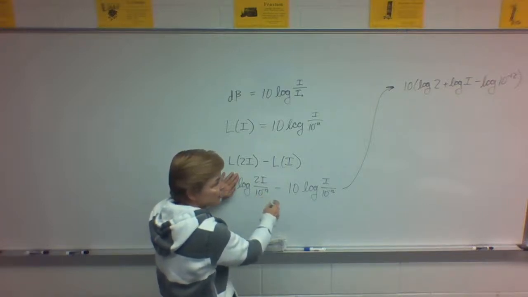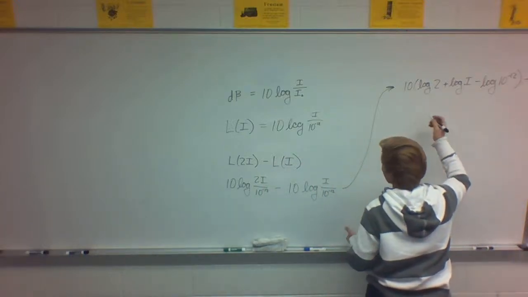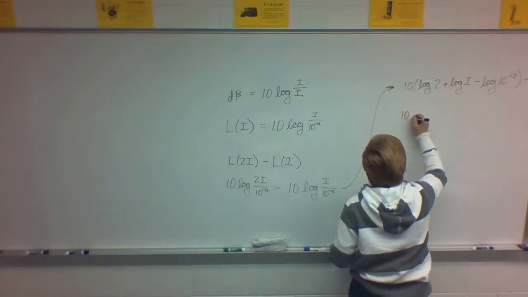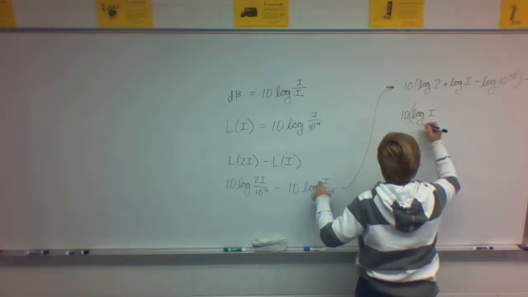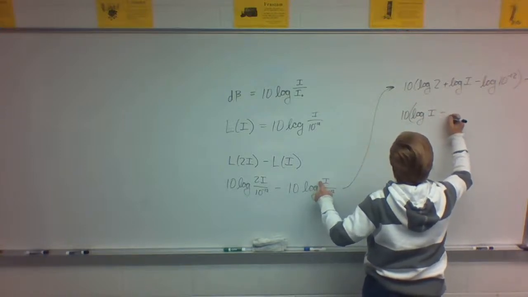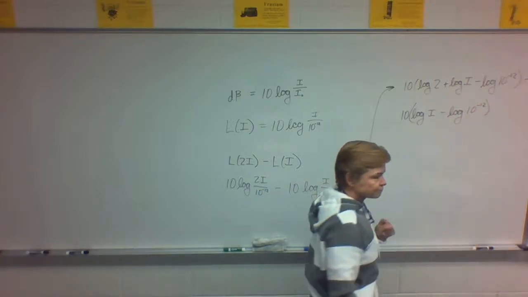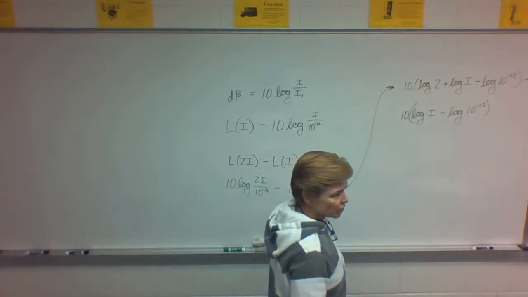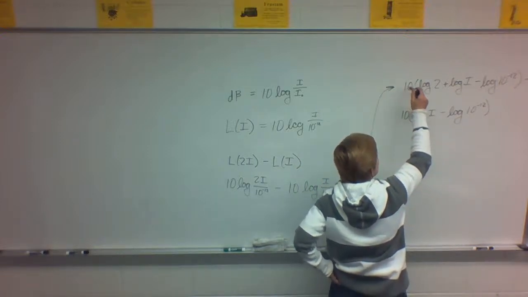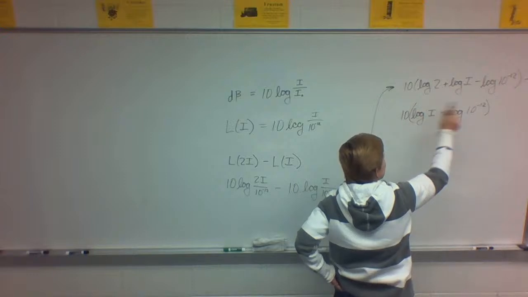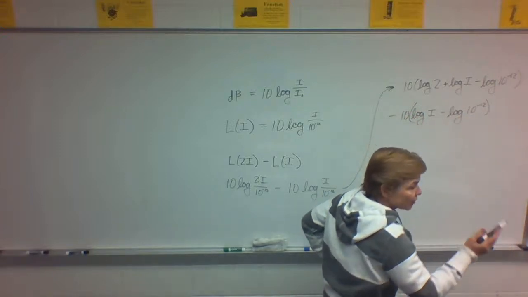Are you with me? Minus, and I wish I could string this all out in one line, but I haven't got room on this board. Minus, and this will be 10 log I minus log 10 to the negative 12. Do you agree? You see the expansion? Now watch what happens when we string all this out. I'm going to distribute this 10 through here, and that negative 10 through here, and see what we got.